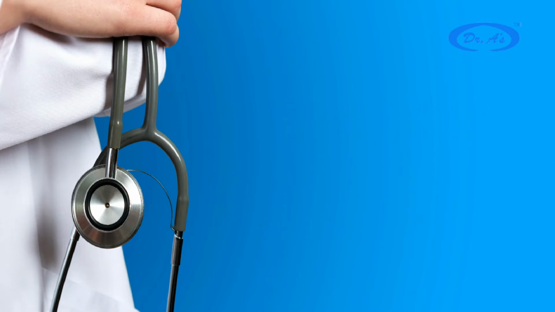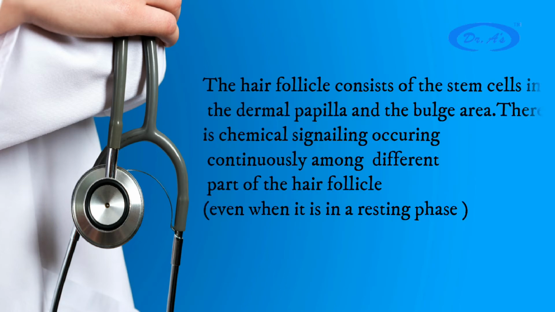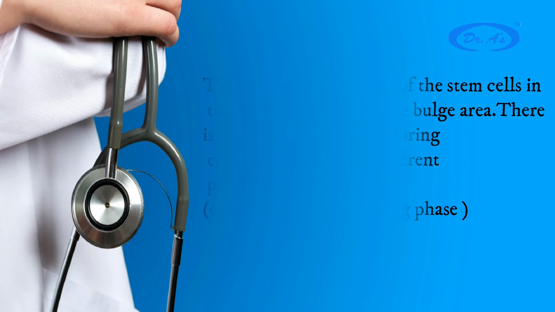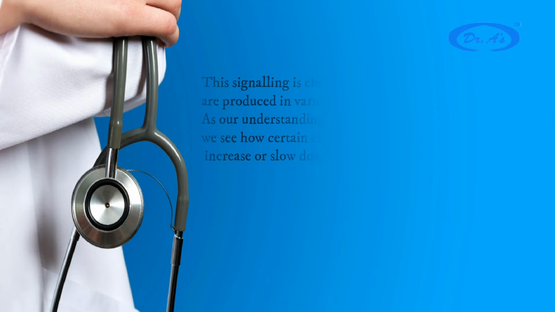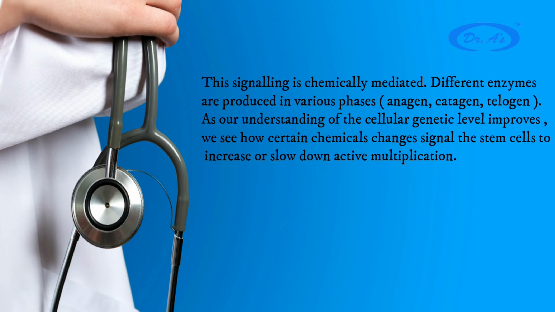The hair follicle consists of stem cells in the dermal papilla as well as the bulge area. There is chemical signaling occurring continuously among different parts of the hair follicle, even when it is in the resting phase. This signaling is chemically mediated. Different enzymes are produced in various phases: anagen, catagen, or telogen.